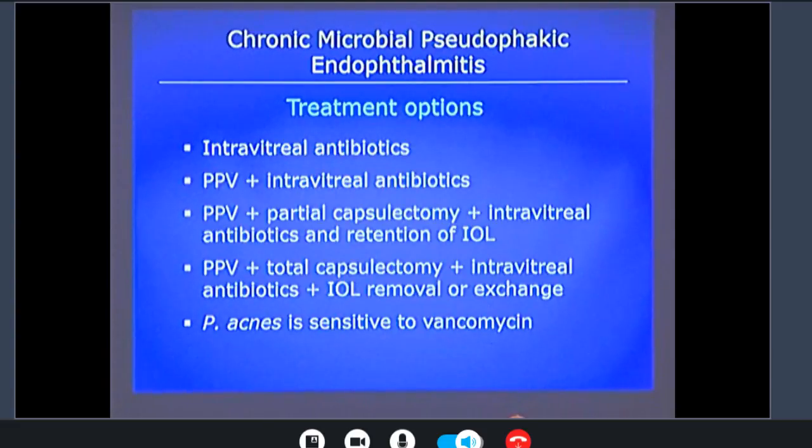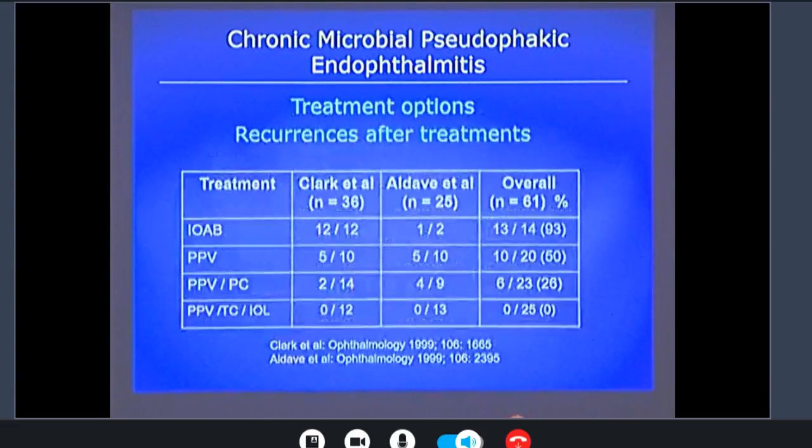Propionibacterium acnes is sensitive to vancomycin. Then I summarized two big series to look at the outcome after different lines of treatment. The first study had 36 eyes. The second study had 25 eyes, total 61 eyes. If you use antibiotics only, there is a 93% risk of recurrence. So antibiotics alone are not enough.